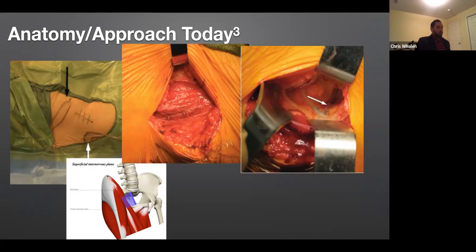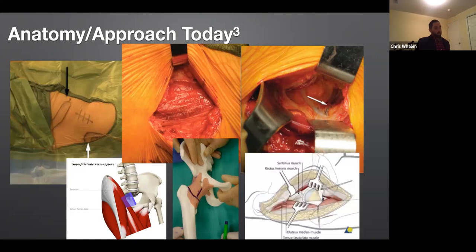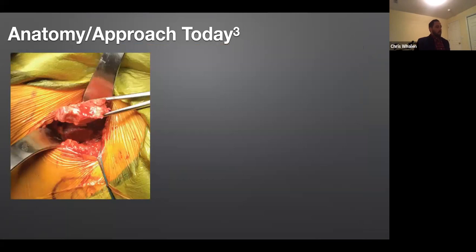At this point, you're working between the glute medius and the rectus. And so it's truly an internervous, intermuscular plane. And then we'll make either a capsulotomy or capsulectomy in some form such that this is the view you get. We then make an in situ neck cut. So we'll often use a napkin ring, such as shown here. You can use fluoro if desired very easily to determine your neck cut.